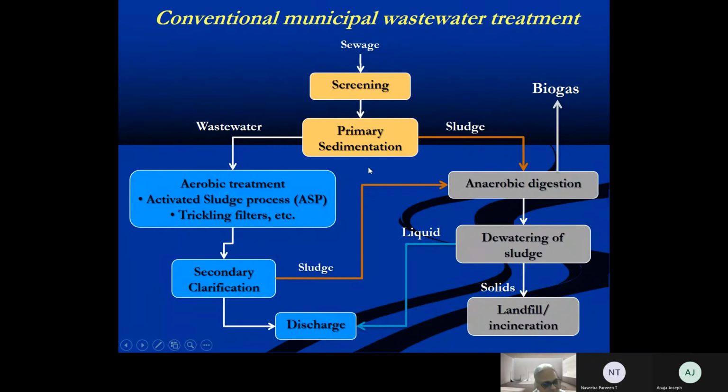Now what else is passing through those bars? The second thing that passes through those bars is gravel and pebbles and sand and so on. Now these are discrete particles. You have already seen the definition of discrete particles. So a grit chamber or primary sedimentation can be used for the removal of these discrete particles. So that is our primary level of treatment.